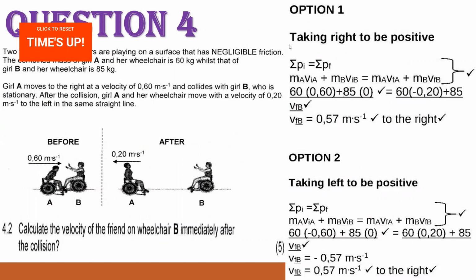But before you answer the question, you have 2 options. First option, you can choose right to be positive. Now I know this side is positive, and then I'm going to take this one positive, this one negative. Remember that. And then the final answer. If your final answer is positive, you can say to the right, because when you start, you are saying right positive. So, MA times V initial A, plus MB times initial velocity for B, equals MA times final velocity for A plus MB times final velocity for B. This is our case 1.